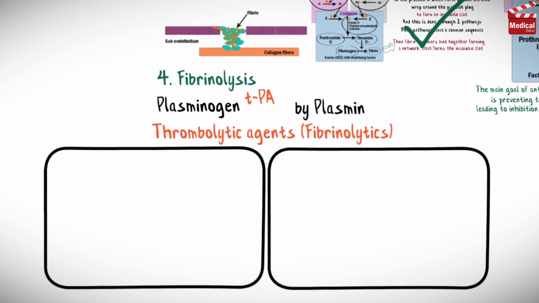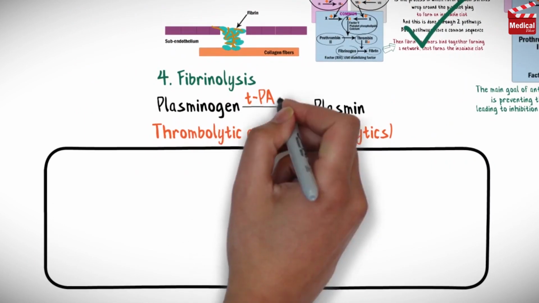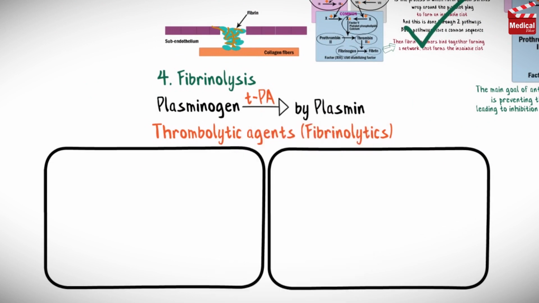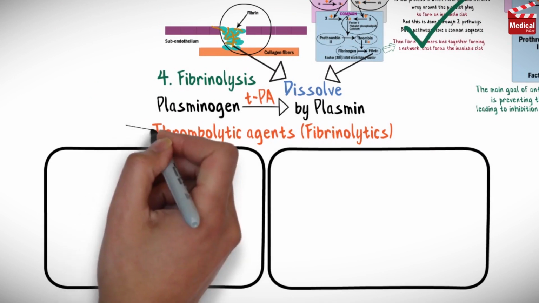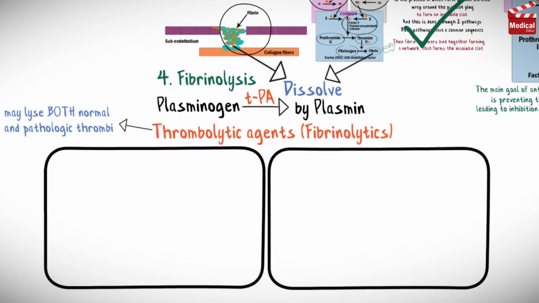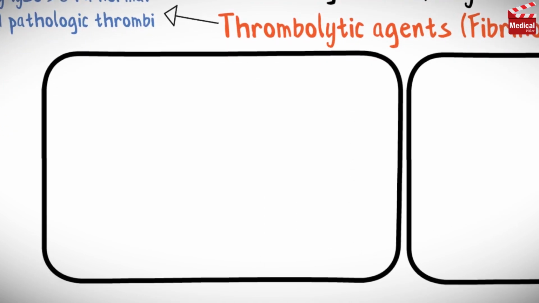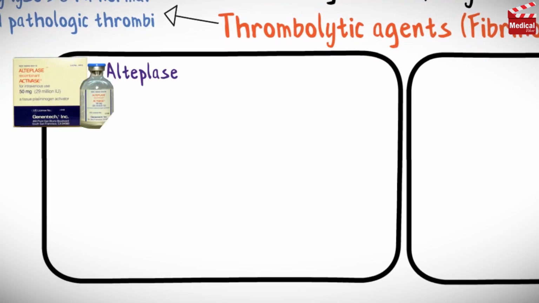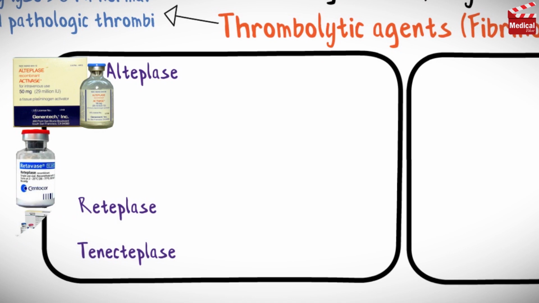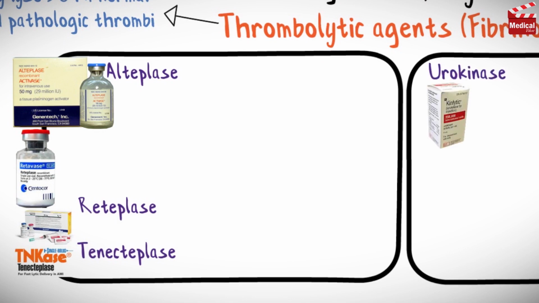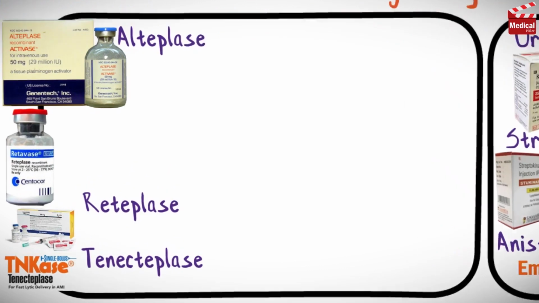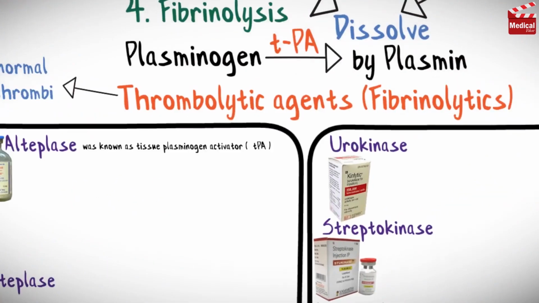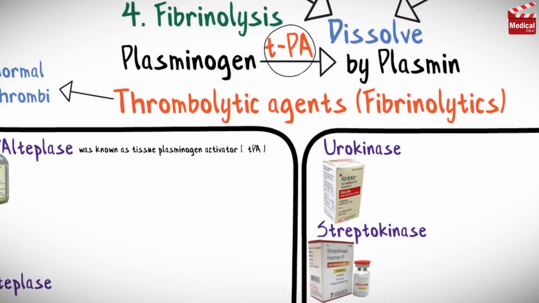This category of drugs acts by converting plasminogen to plasmin that simply degrades and dissolves fibrin clots. Fibrinolytic drugs may lyse both normal and pathologic thrombi. This category of drugs includes alteplase, reteplase and tenecteplase, urokinase, streptokinase, and anistreplase. Alteplase was known as tissue plasminogen activator, or TPA.